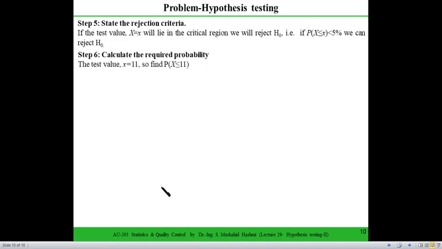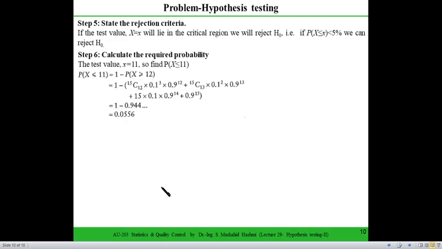The next step is to calculate the required probability. The test value is not the mean value, but the number of patients actually relieved by the drug: out of 15, 11 patients have been relieved. So we need to find the probability that the random variable is less than or equal to 11. That means 1 minus the probability that X is greater than 11. Greater than 11 means 12, 13, 14 and 15, all added together.